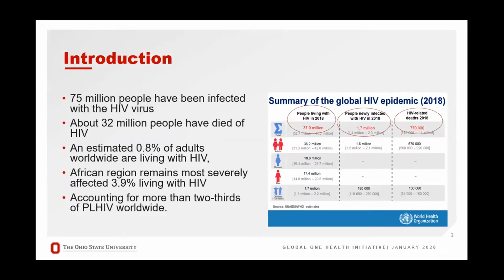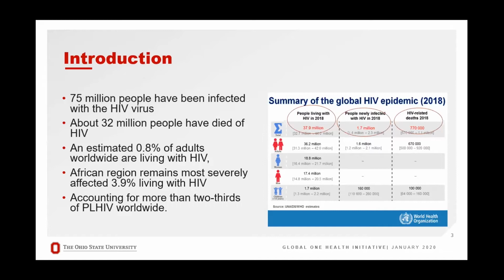To begin with the introduction, since the emergence of HIV in the early 1980s, 75 million people have been infected with the HIV virus, and about 32 million people have died of HIV. Currently, an estimated 0.8% of adults worldwide are living with HIV, and this figure is much higher in developing countries. The African region remains most severely affected, with 3.9% of its population living with HIV. According to this figure, the WHO African region accounts for more than 2/3 of the people living with HIV worldwide.